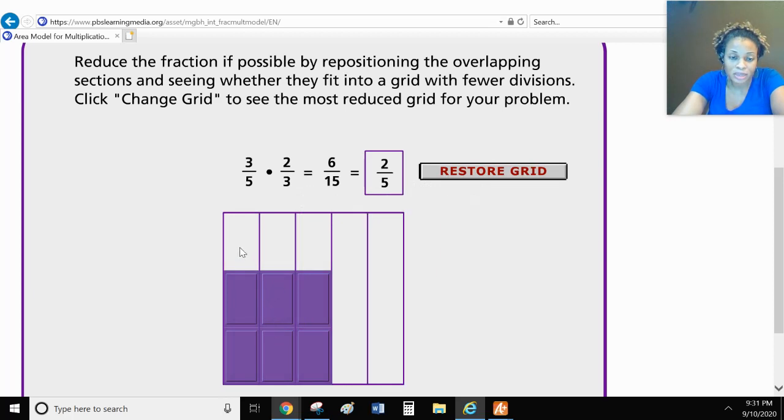which, if I took these and I combined them, yeah, if they were combined, I could take this bar and put it there, and this bar and put it there, and then 2 out of 5 would be shaded.